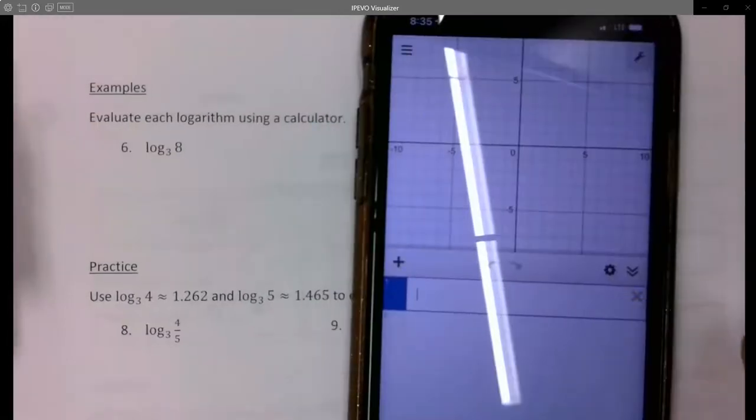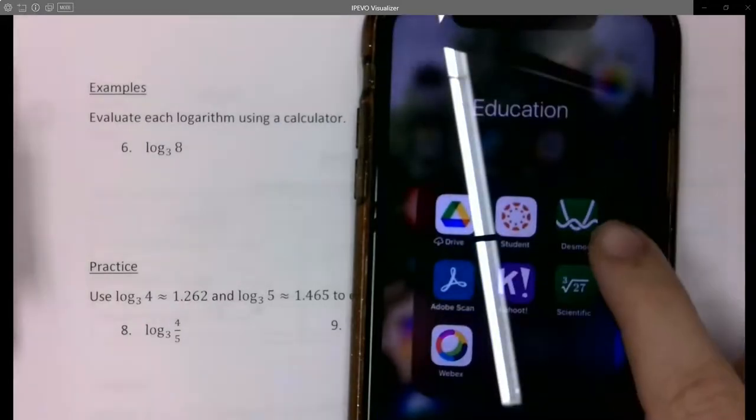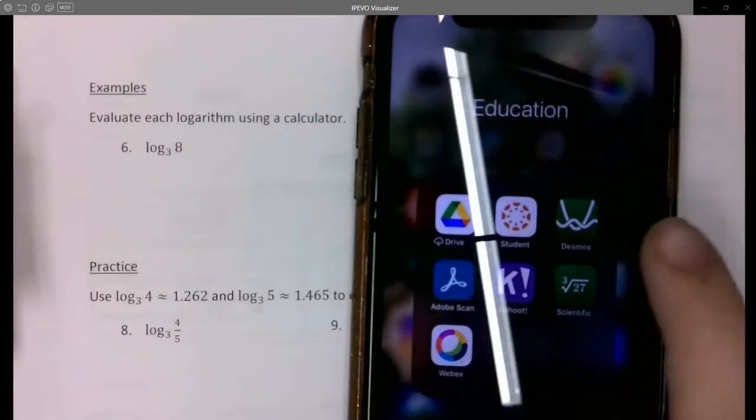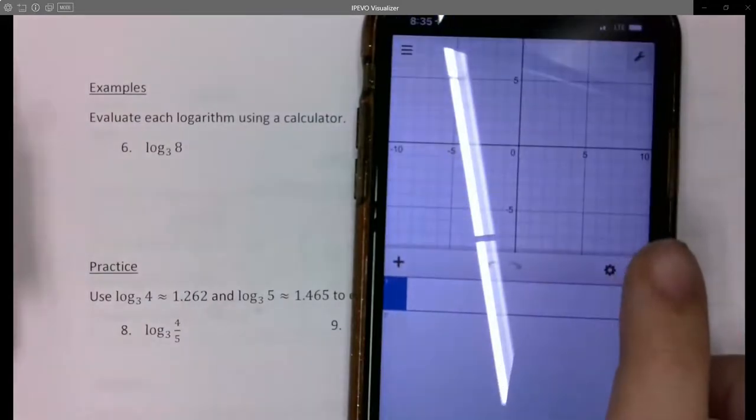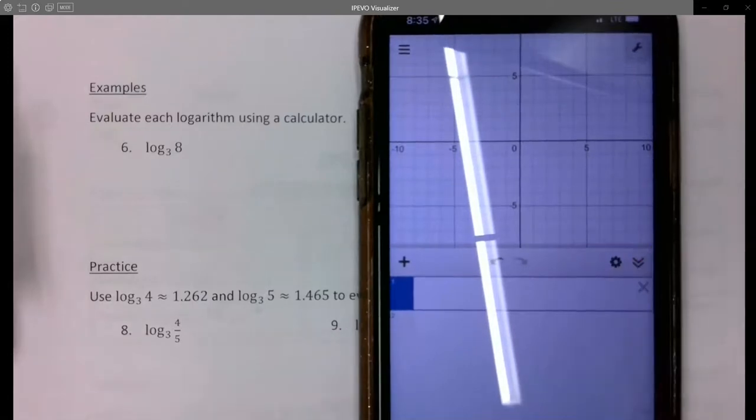Yeah, it's a map. See, I have Desmos. Yeah, it's against PDFs. I use it for my MCC.